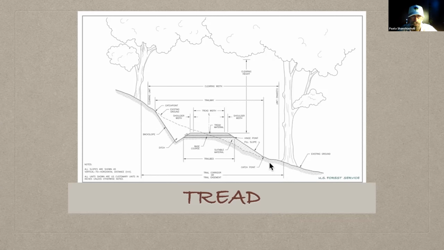And this is backcountry trails again, just using native soil.